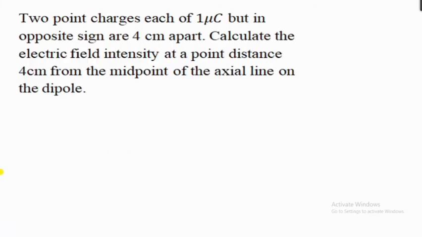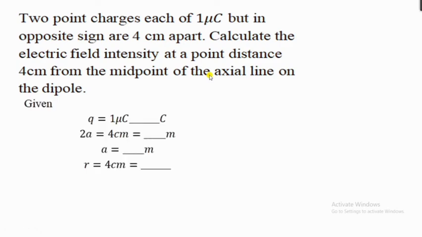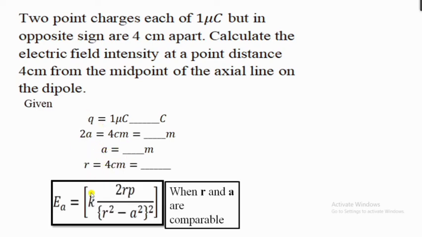And this is another question. Two point charges of 1 microcoulomb each but opposite in sign, that means plus minus 1, are separated by a distance of 4 centimeter. Calculate the electric field intensity at a point distance 4 centimeter from the midpoint on the axial line. Here the charge is given, the length of the dipole is given, so you can find a, and r is 4 centimeter. Now a is 2 centimeter and r is 4 centimeter, that means they are comparable. So for comparable we use this formula. We are finding the electric field at the axial line, and if you put the values, you will get the answer.